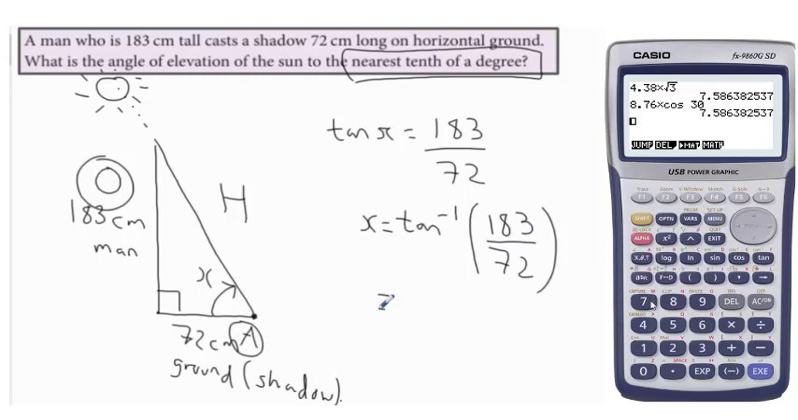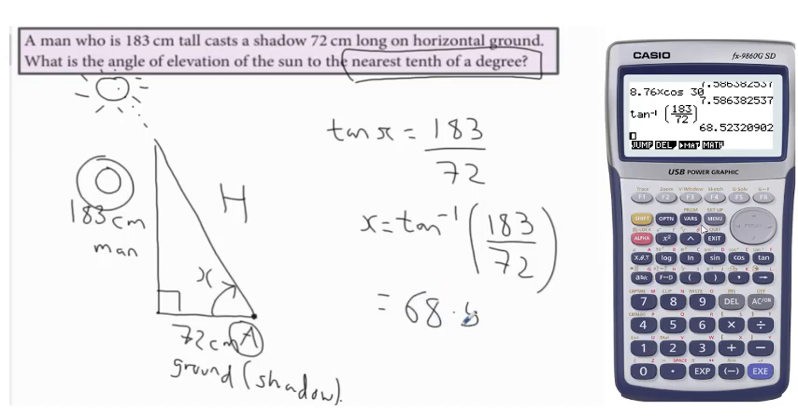Go to our calculator, shift tan, 183 over 72. And that gives us an angle of 68.5 degrees, and it's asked us to the nearest tenth of a degree, so 68.5 degrees.